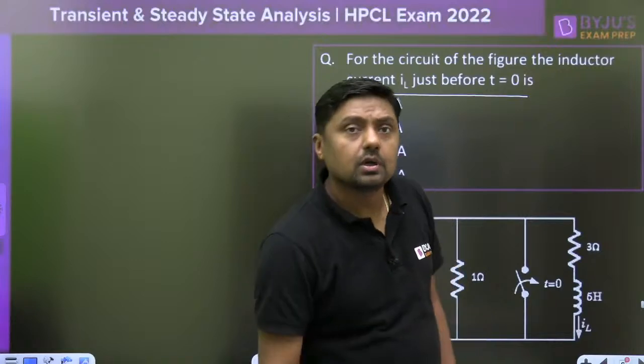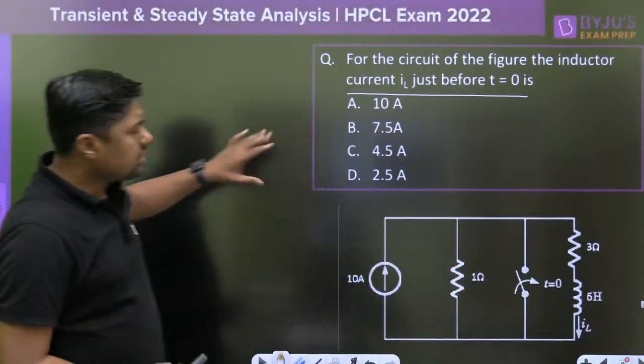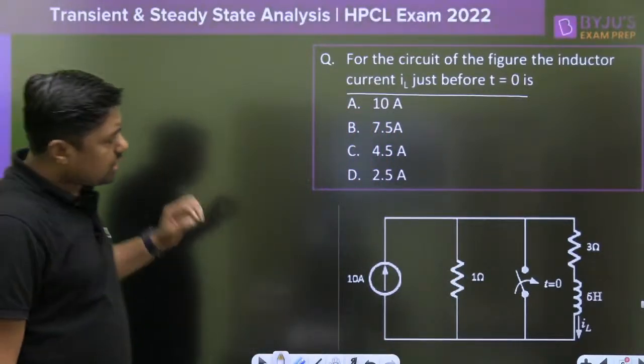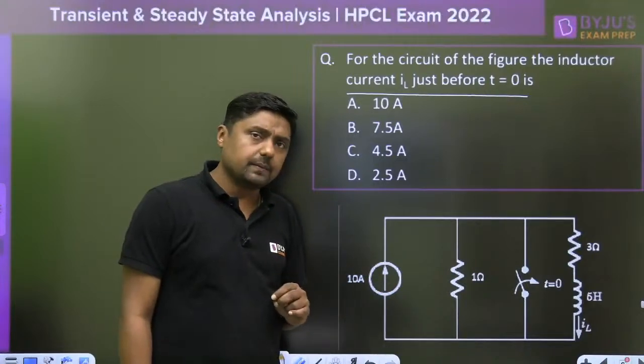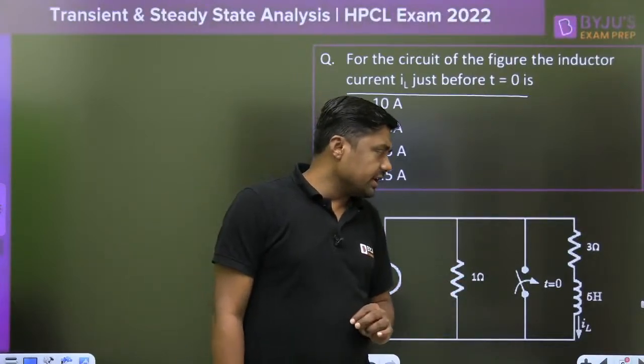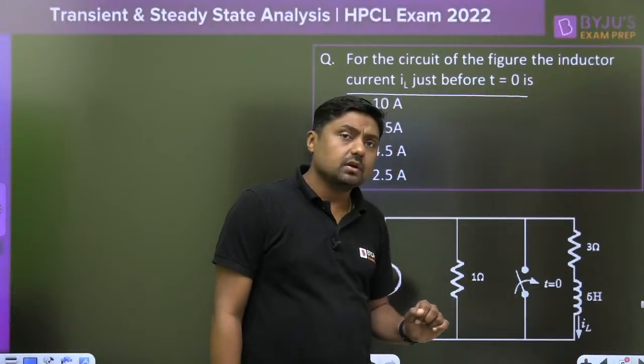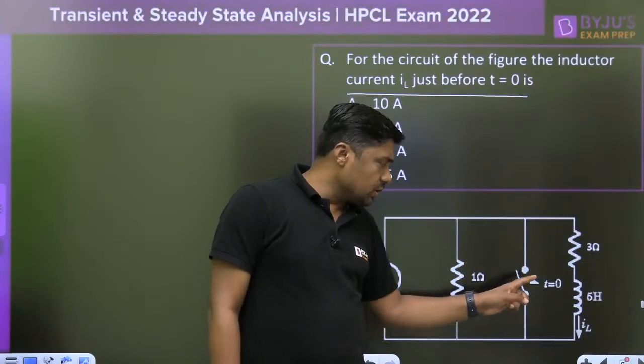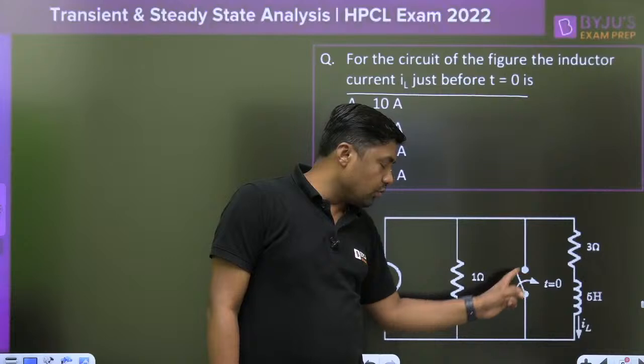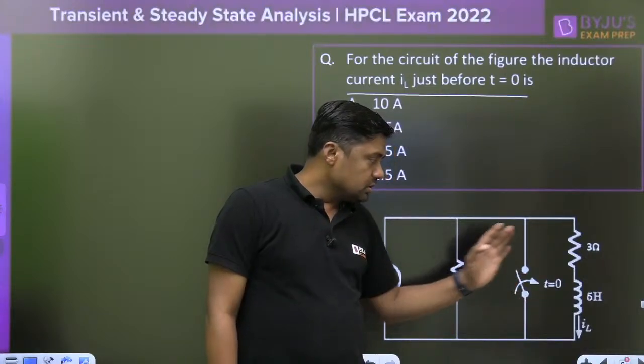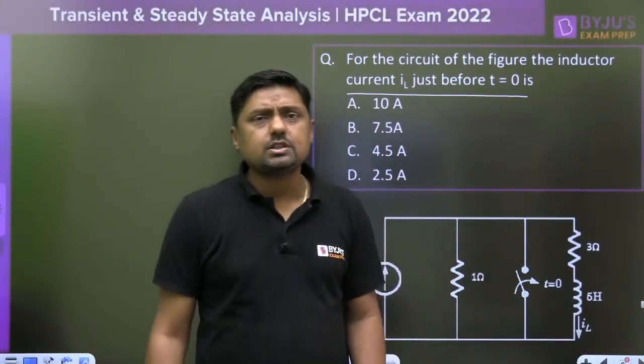Okay then, now watch this question. In this question, a 10 ampere battery is connected here, 1 ohm resistor is connected here, 3 ohm resistor is connected here, 5 Henry inductor is connected, and exactly at t equal to 0, now we are going to close the switch. So this is the simple RL circuit, a very simple question.